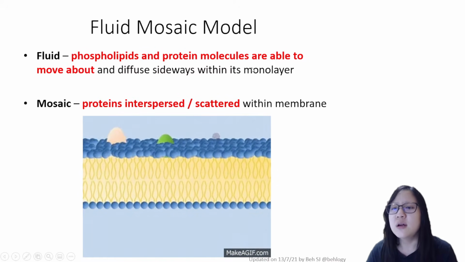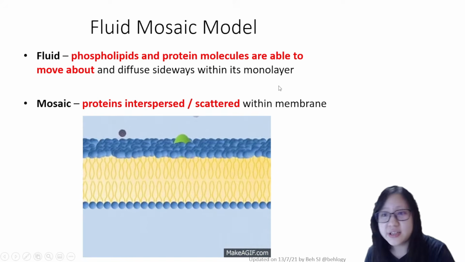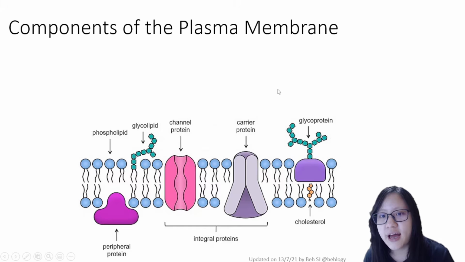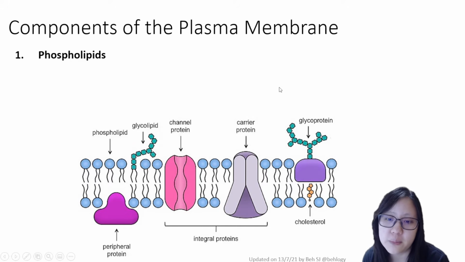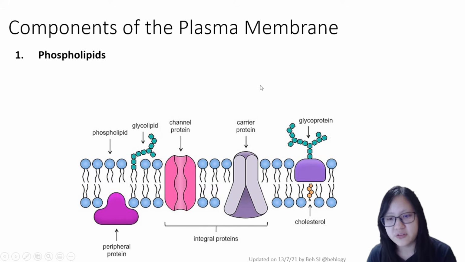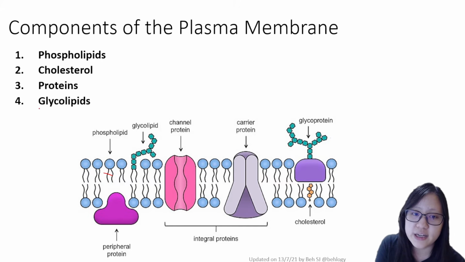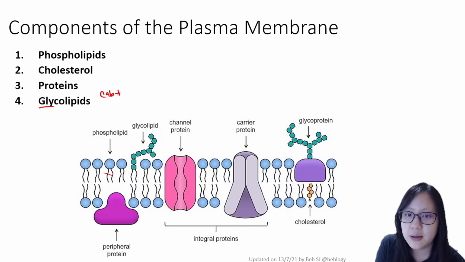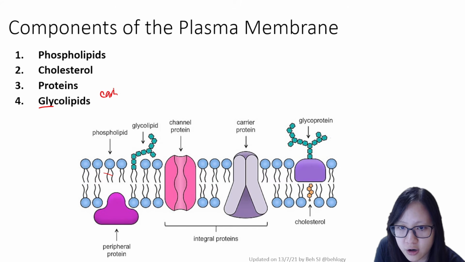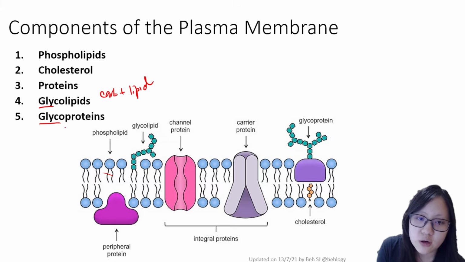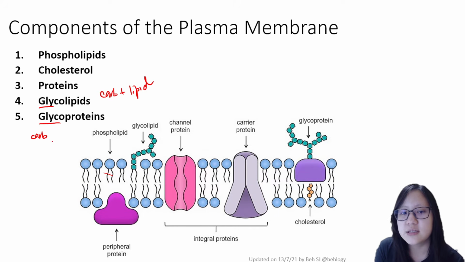Okay. Now that we're done with this model, we are ready to look at the different components of the plasma membrane and the different functions of them. Number 1 is phospholipids, obviously. Number 2 is cholesterol, 3 proteins. Number 4, glycolipids. So glyco refers to carbohydrate. So this is carbohydrate plus lipid, and glycoproteins. Glyco refers to carbohydrate as well. This is carbohydrate in combination with proteins.